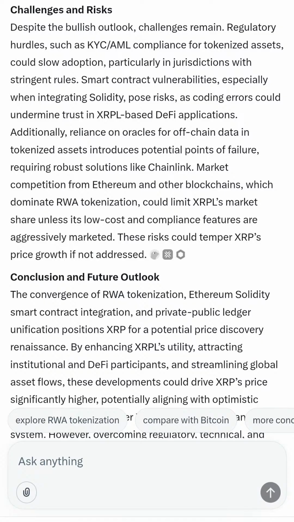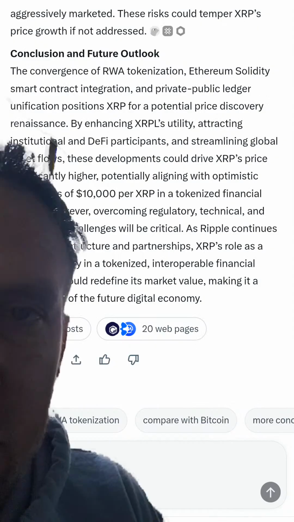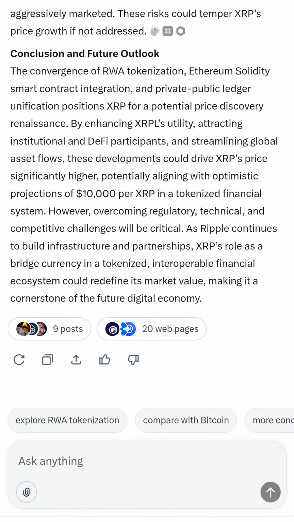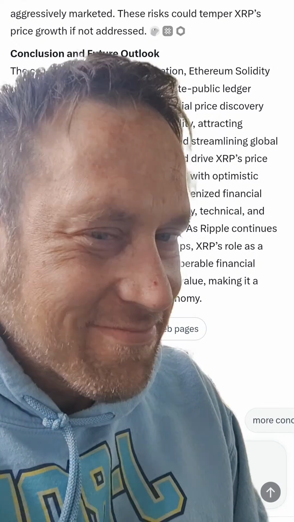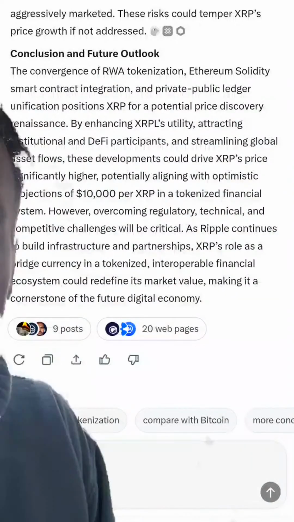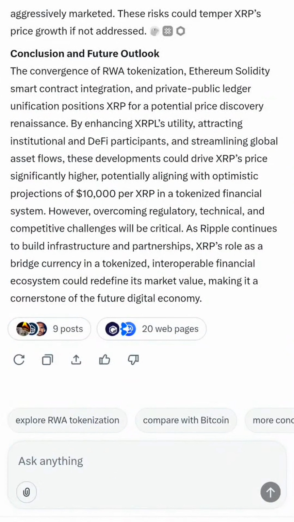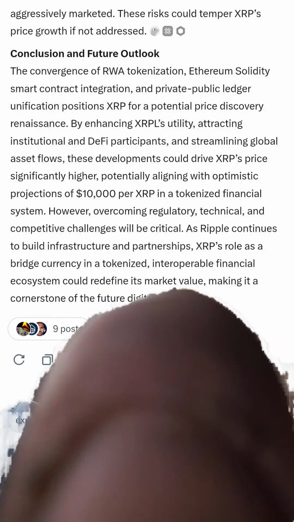Now, the conclusion. Conclusion and future outlook. If you made it this far, folks, good for you. So check it out, the conclusion and future outlook. The convergence. Oh, this is where it gets great.